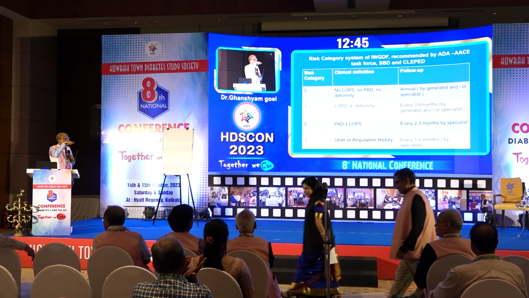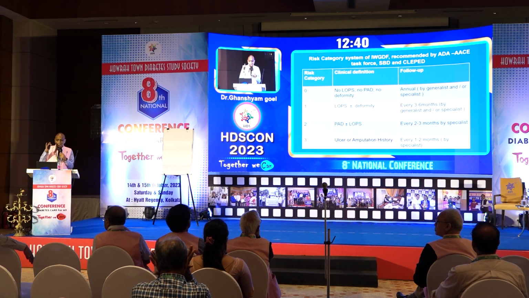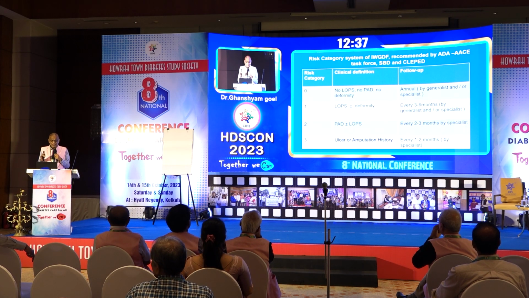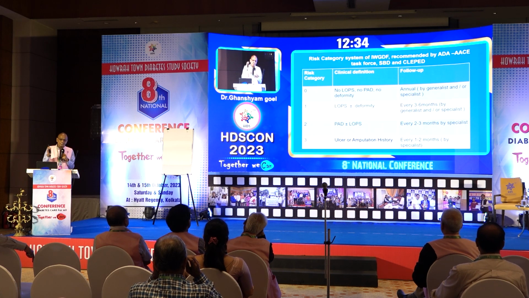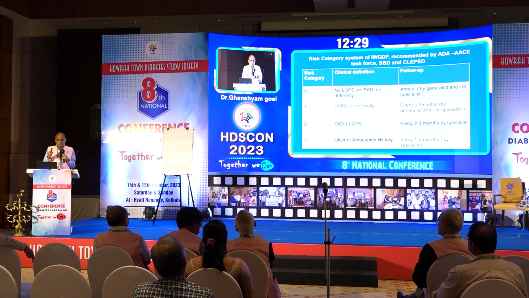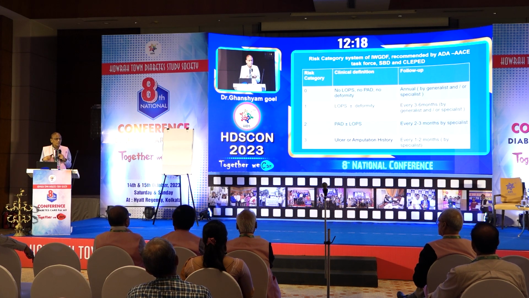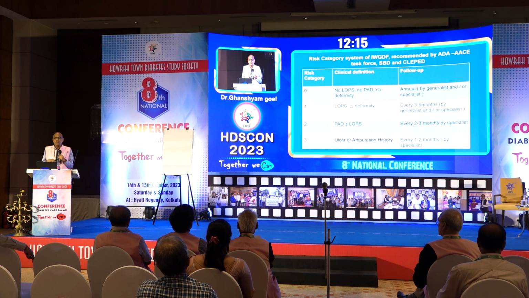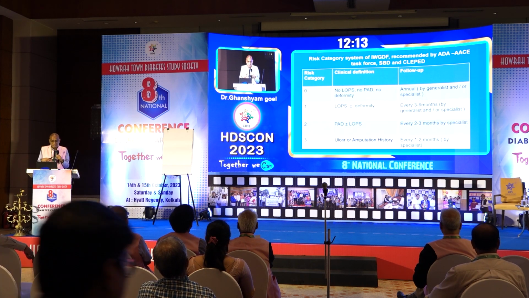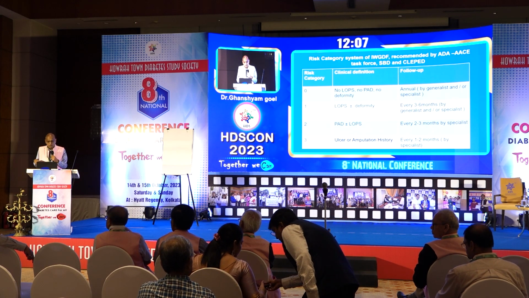This is the crux of my whole presentation for the physicians present here. The International Working Group on the Diabetic Foot says you have to categorize the foot by risk category 0, 1, 2, 3. Category 0: no LOPS, meaning loss of protective sensation, no peripheral artery disease, no deformity. Annually the patient should undergo a comprehensive foot examination once a year, which can be done by a generalist or by a specialist. If the patient has LOPS, meaning loss of protective sensation or sensory motor polyneuropathy, plus or minus deformity, then every 3 to 6 months, or PAD plus LOPS, every 2 to 3 months.